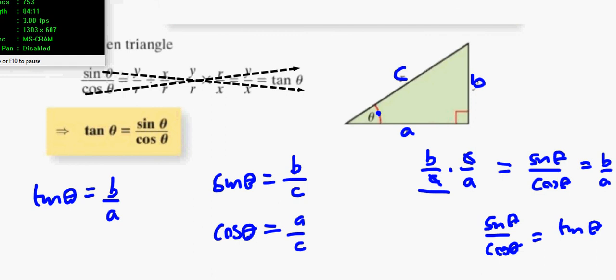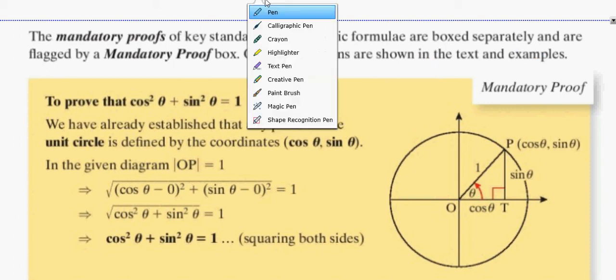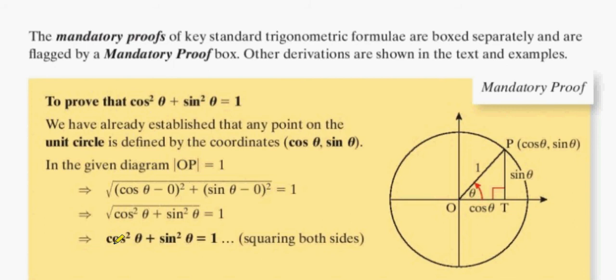The next thing we're going to introduce you to is the mandatory proofs or key standard trigonometry proofs that are boxed separately and are flagged by a mandatory proof box. Other proofs are shown in text and example. So, what I need to prove here is that cos squared theta plus sine squared theta equals 1.